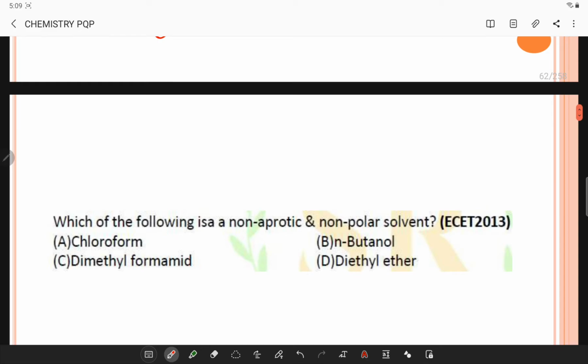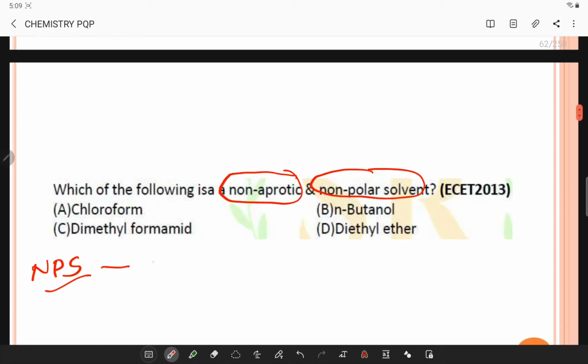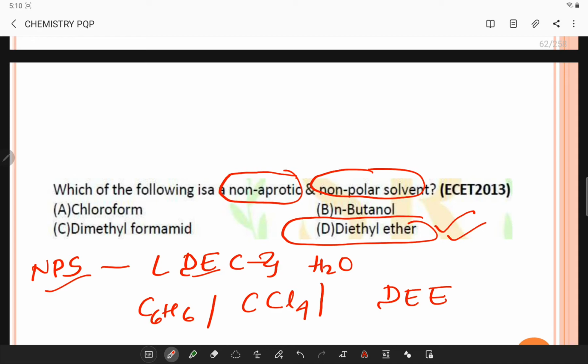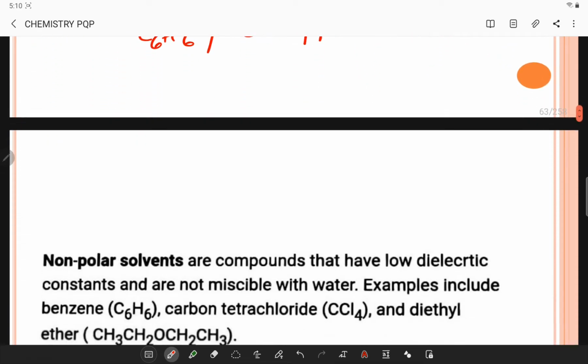So which of the following is a non-protic and non-polar solvent? So basically non-polar solvents are compounds that have low dielectric constant and are not miscible with water. So they include chemicals like benzene, carbon tetrachloride and diethyl ether. So if you observe the options, this is a non-polar solvent. So going to the next question.